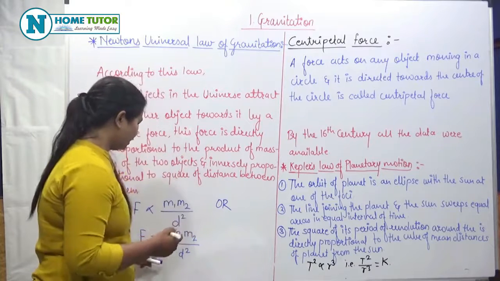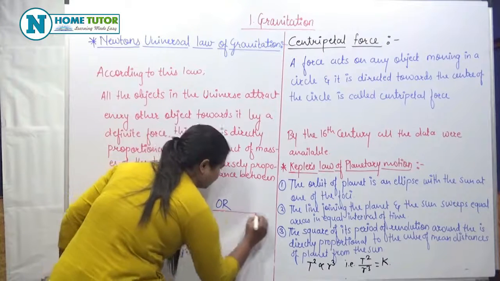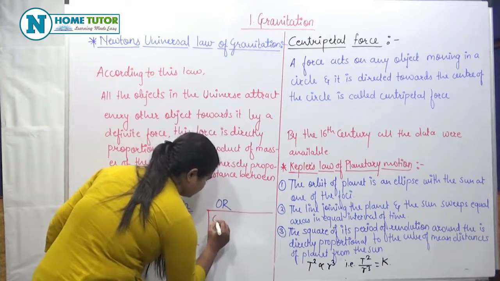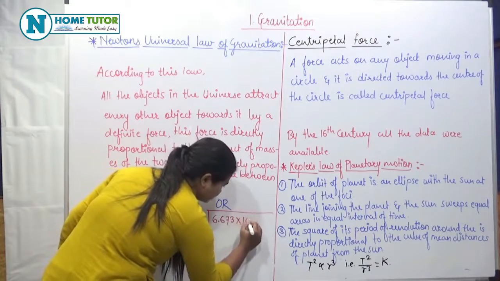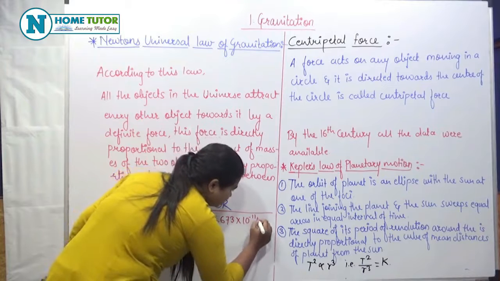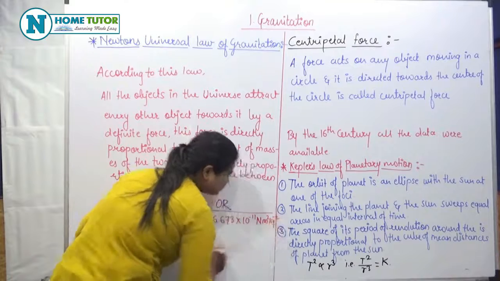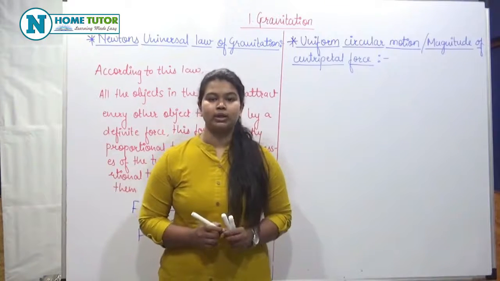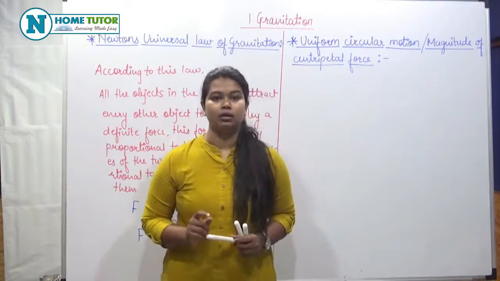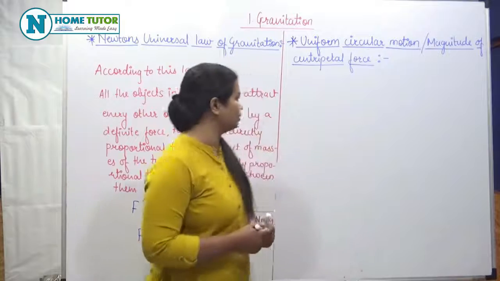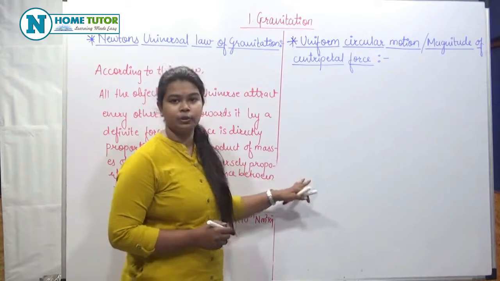Now the value of G, that is the gravitational constant, in SI unit is 6.673 into 10 raised to minus 11 Newton meter square per kg square. Now why did Newton assume inverse square dependence on distance in his law of gravitation? So he was helped by Kepler's third law of motion in this. So let's talk about uniform circular motion or the magnitude of centripetal force.